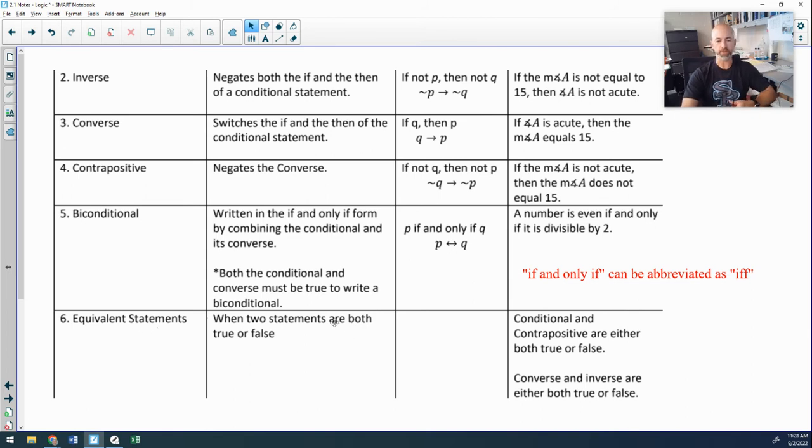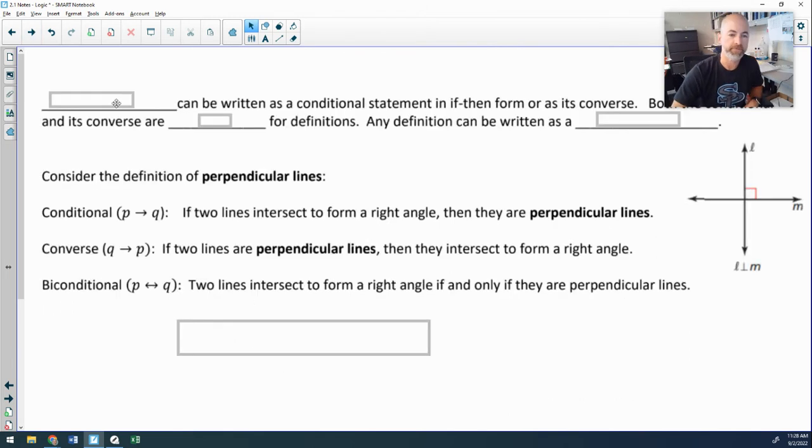And then equivalent statements, when two statements are both true or both false. And so a conditional and a contrapositive are either both true or false. And the converse and inverse are either both true or false. So equivalent statements. That's a lot of definitions, and it really starts to make more sense, hopefully, as we look into specific examples rather than more generic examples. And there are some generic definitions. There are some examples right here, but let's go on and fill in a few blanks here.